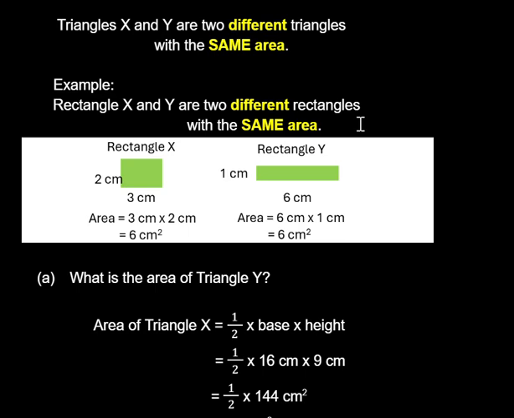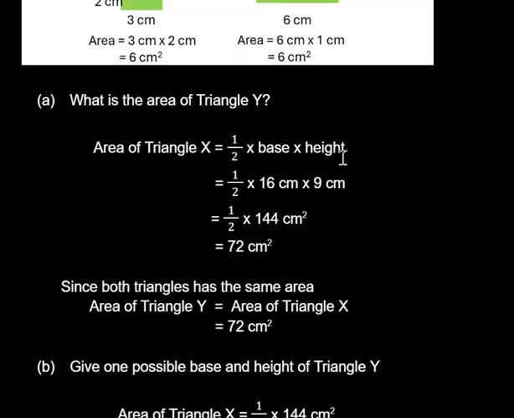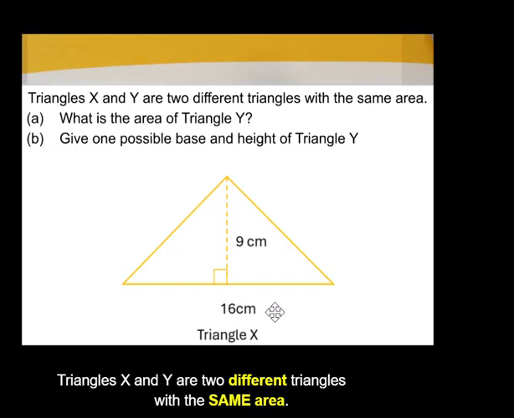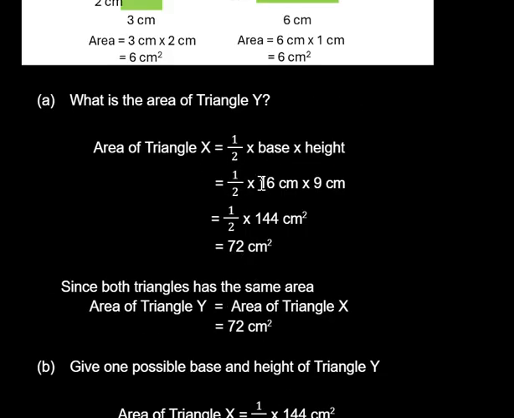The question is asking exactly the same thing. Now they have two different triangles of the same area. So what is the area of triangle Y? We know the area of triangle X is half times base times height. The base is 16 and the height is 9 for triangle X. So we take half times 16 times 9, which is half times 144. Half of 144 is 72. Since both triangles have the same area, the area of triangle Y is equal to the area of triangle X, and therefore is also 72 centimeters square.